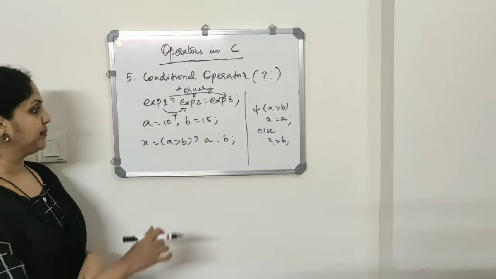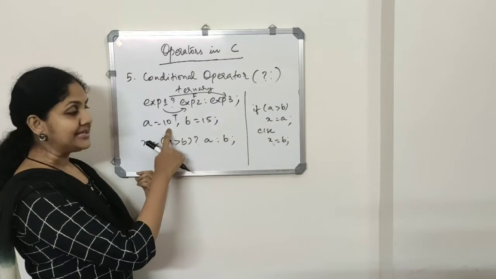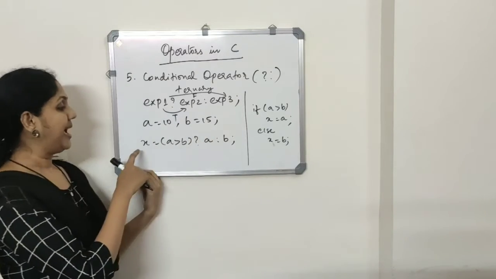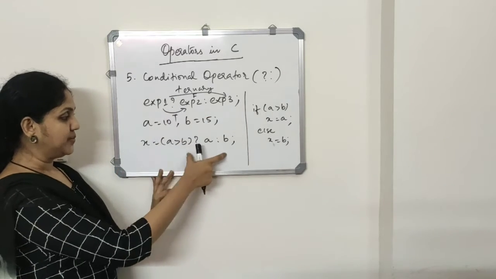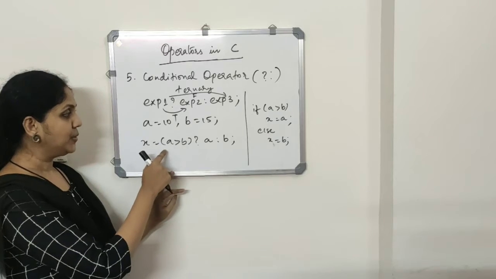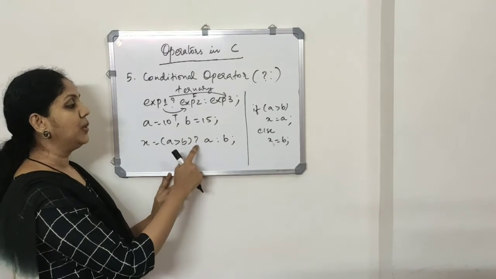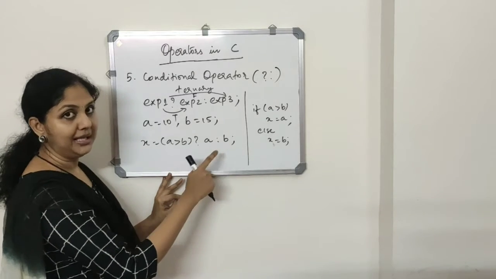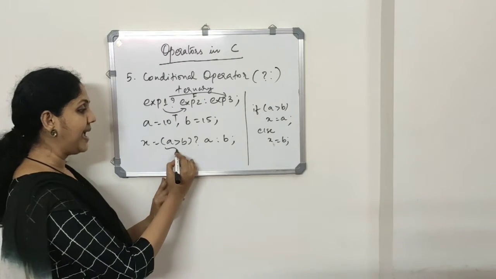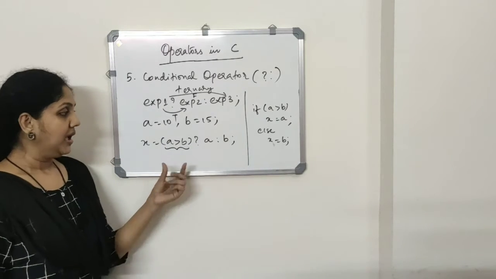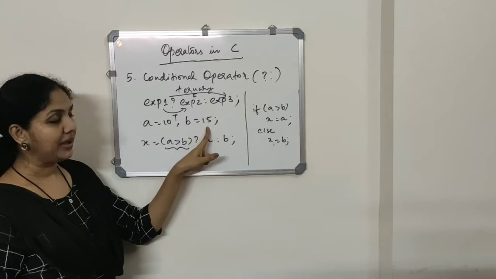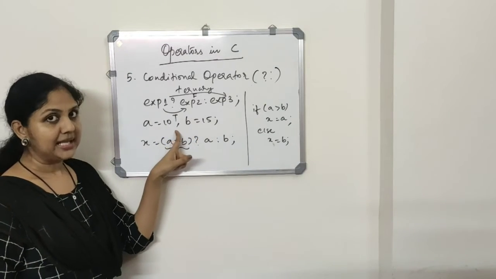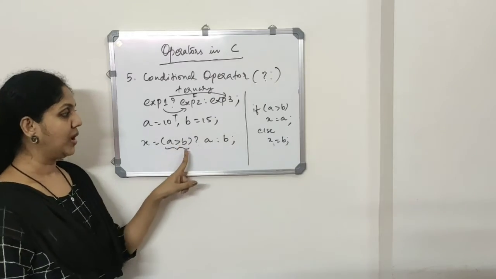Let's see an example. Suppose the value of A is 10 and B is 15. Now, I'm assigning the value of this expression to x. X is equal to A greater than B, question mark, A colon B. That means I'm checking whether A is greater than B. Here, A is 10 and B is 15. A is greater than B? No. So what will happen?